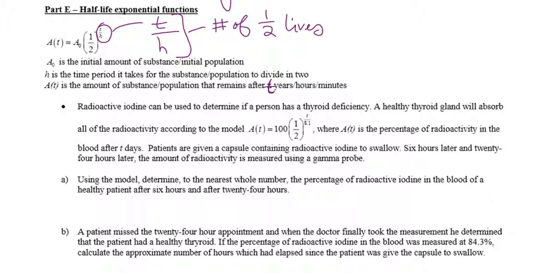So radioactive iodine can be used to determine if a person has a thyroid deficiency. A healthy thyroid gland will absorb all of the radioactivity. According to the model, A of t equals 100 times 1/2 to the t over 8.1, where A of t is the percentage of radioactivity in the blood after t days. Patients are given a capsule containing radioactive iodine to swallow. 6 hours later and 24 hours later, the amount of radioactivity is measured using a gamma probe. Using the model, determine to the nearest whole number the percentage of radioactive iodine in the blood of a healthy patient after 6 hours and after 24 hours.